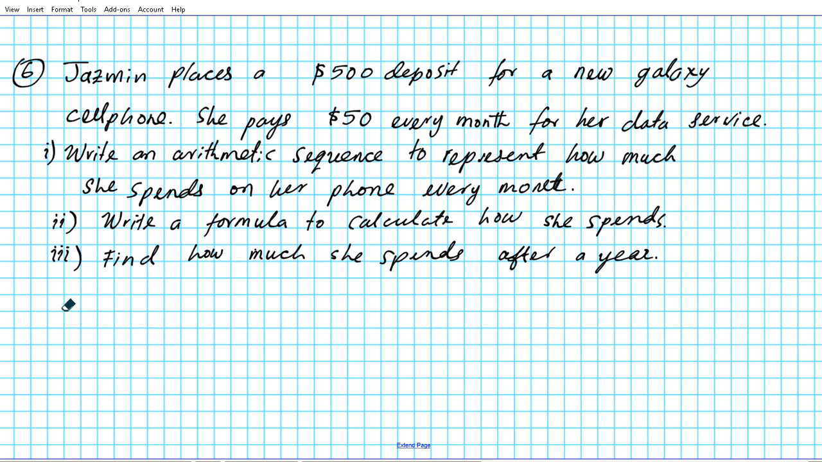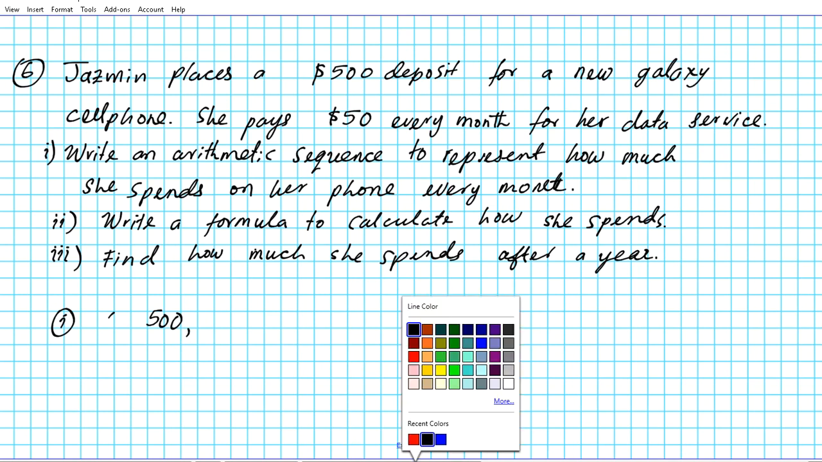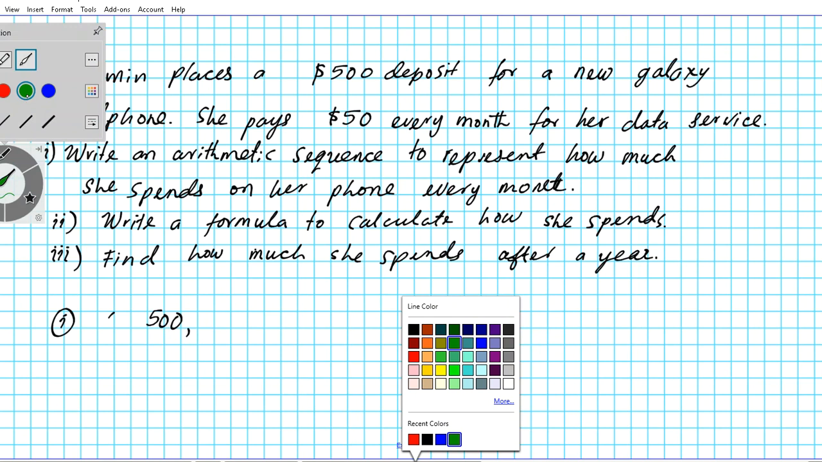Let's write down an arithmetic sequence, okay? So an arithmetic sequence for her scenario is as follows. She starts out with 500, right? And then what happens? She adds $50 every month. So for the first month, A1, she adds 50. What do you get when you add 50 to 500? So starting with a 500 deposit, she has 550.